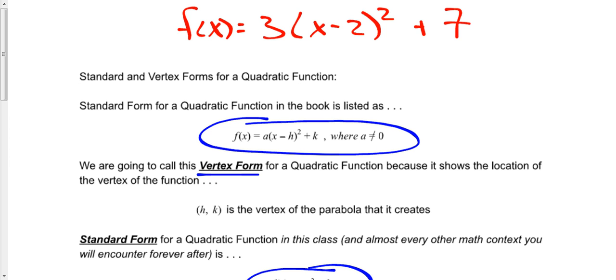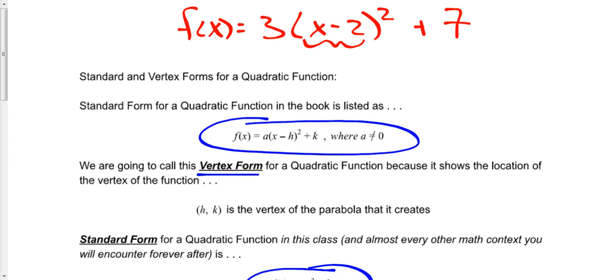What's the first one, Kai? What is this guy? What's this do? Does it move it horizontally? Does it move it vertically? Does it stretch it? Does it shrink it? Does it flip it? Moves it horizontally. Right. Moves it 2 units which way? To the right. All right.